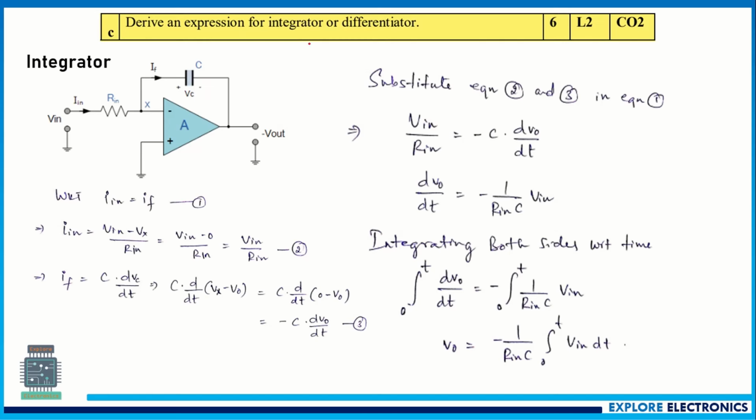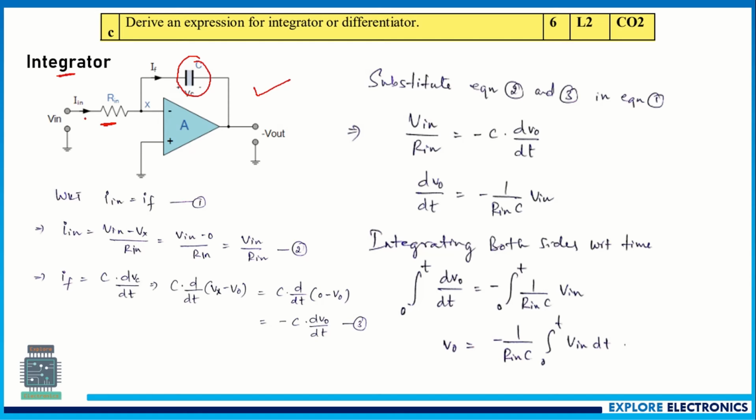Derive the expression for integrator and differentiator. So this is the integrator circuit. Here we will be having R and C. Rin is the input resistance. In place of a feedback network, we will be having a capacitor. This will act as an integrator circuit.